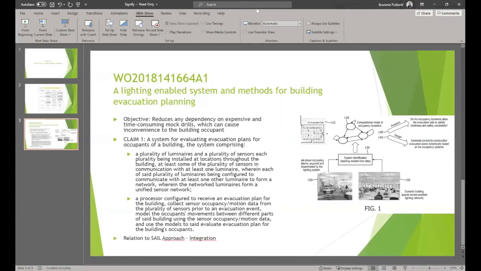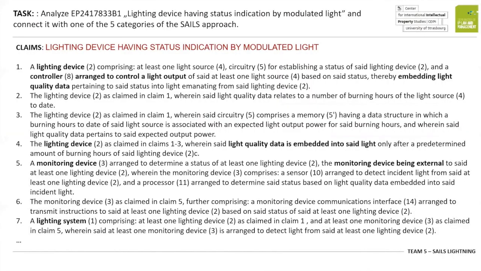Good. So then, please, group 5. So we are continuing our journey with amazing patents from Signify. Our patent was dealing with a lighting device having status indication by modular light. Here you find the most important claims of the in total 14 claims.